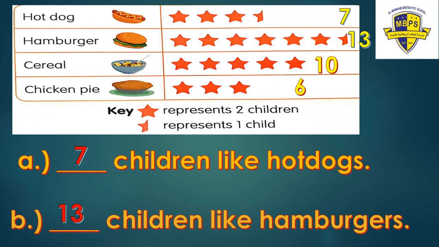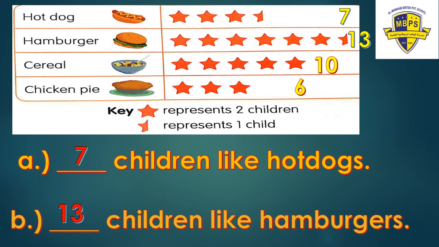So 7 children like to eat hot dog. Next, let's go to hamburger. Again, we'll start counting by 2s. Children, please keep your finger on the star when I'm counting. 1 whole star is equal to 2 and half the star is equal to 1 child. Let's start. 2, 4, 6, 8, 10, 12. Now 1 is half the star. So we are going to count 12 plus 1 which is equal to 13. So 13 children like to eat hamburger.